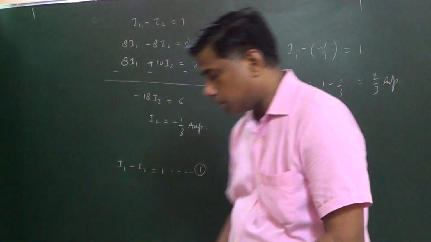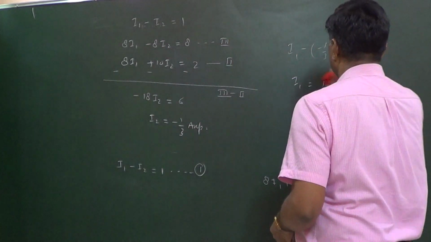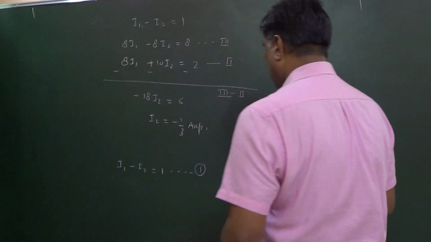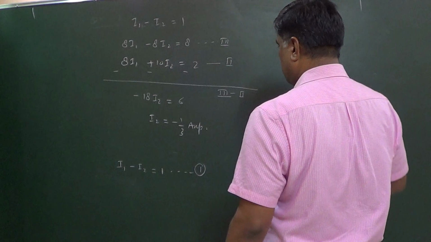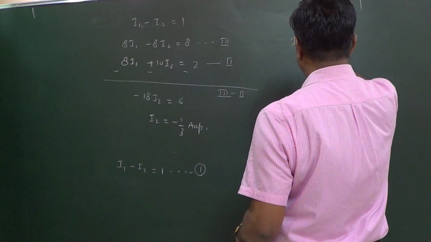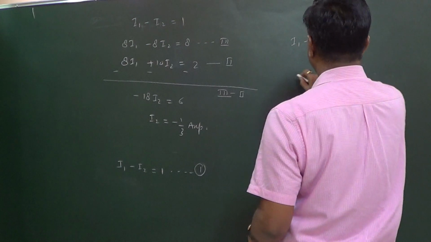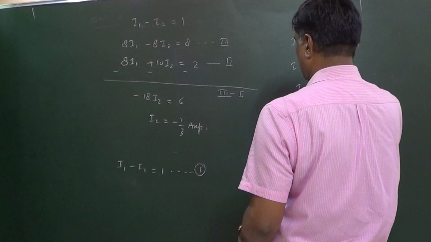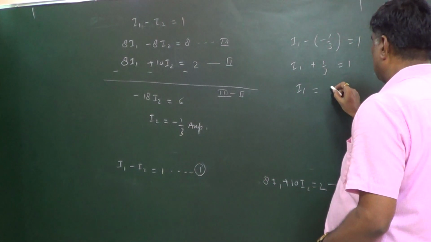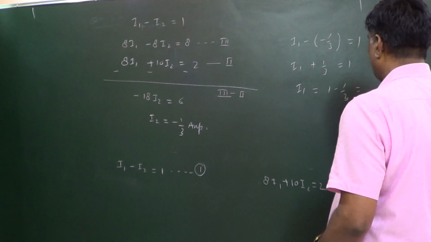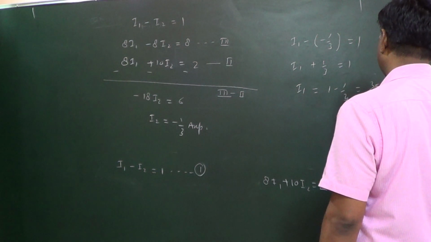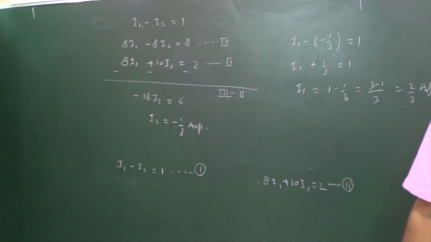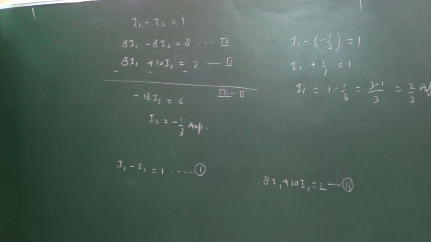Sorry students, there is one mistake. I have to substitute the value of I2. Sorry, I substituted correctly. So I1 minus the value of I2, which is minus 1 by 3, is equal to 1. So I1 plus 1 by 3 equal to 1. So I1 is equal to 1 minus 1 by 3, equal to 3 minus 1 by 3, equal to 2 by 3 ampere. Sorry students, it was correct. So write it. Thank you.